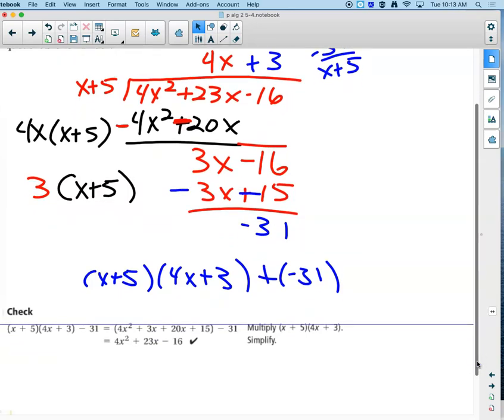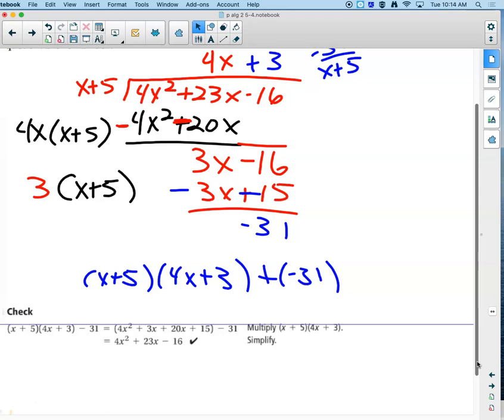Because everybody's great at FOIL. So if we took x plus 5 times 4x plus 3, that would give us 4x squared plus 3x plus 20x plus 15. And then we have to subtract that 31 in the back. And it works out perfectly to 4x squared plus 23x minus 16, which was the dividend up there, what we were trying to divide by.